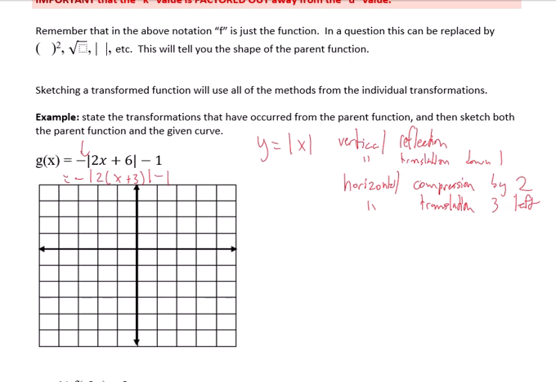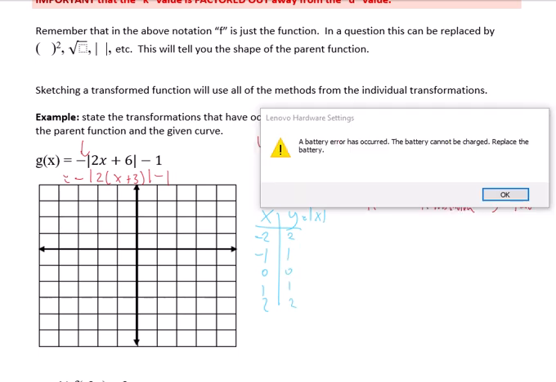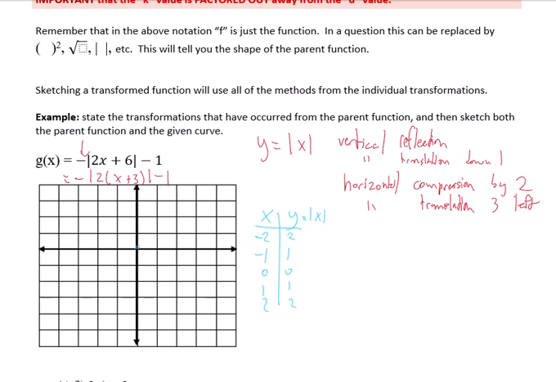Let's start with my parent function first. So let's do the parent function in blue. Let's get my table of values out. Let's get my key points down. I'm going to have negative 2, negative 1, 0, 1, and 2. And the absolute value of each of these x values is 2, 1, 0, 1, and 2. So let's plot this on our graph. Here we have (0, 0), (1, 1), (2, 2), (negative 1, 1), and (negative 2, 2). So get our lines and arrows. Remember, we always need these arrows here to show that we're going off to infinity in both directions.